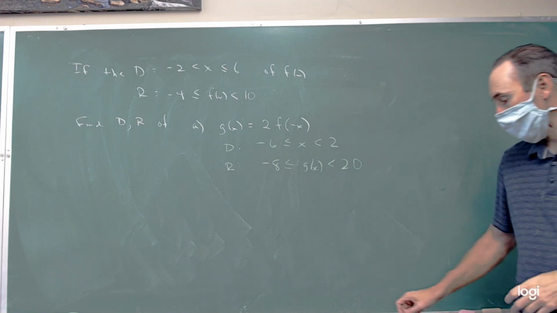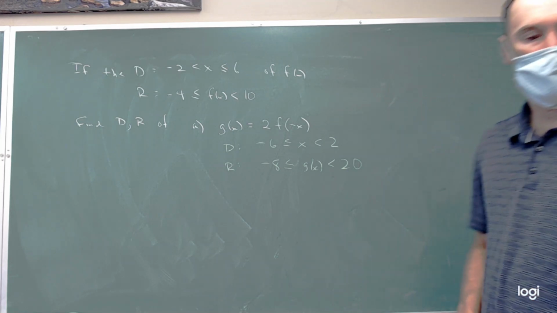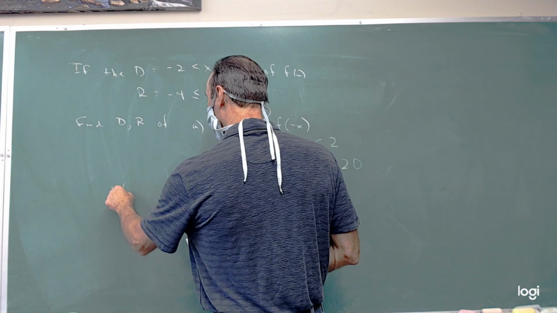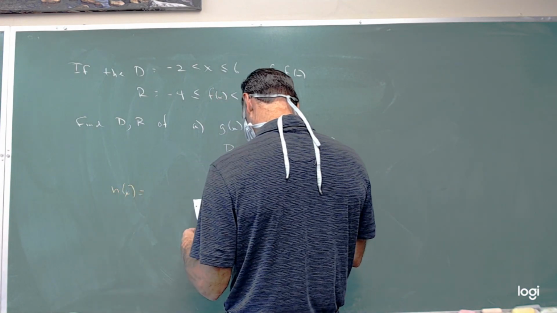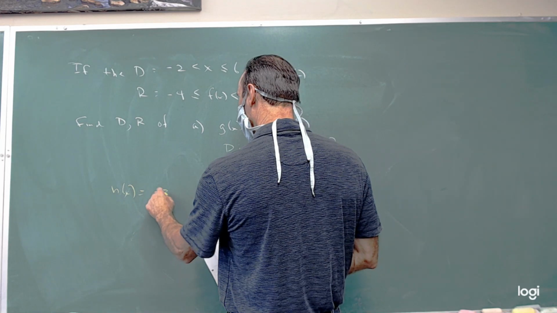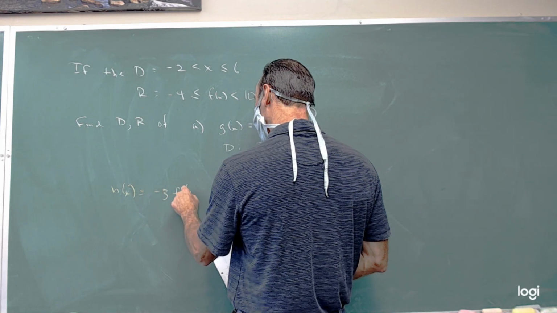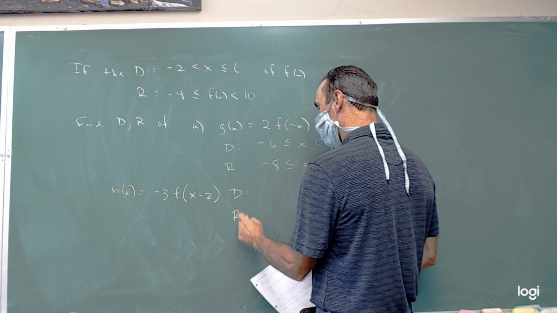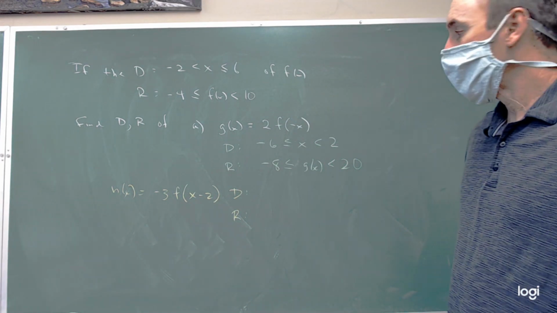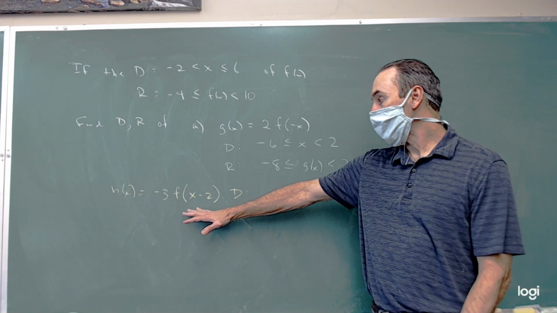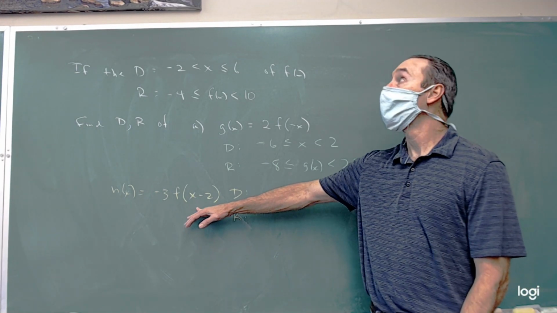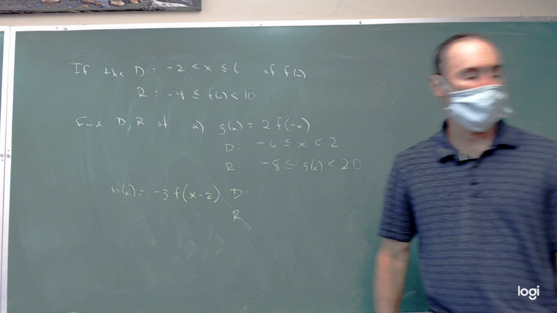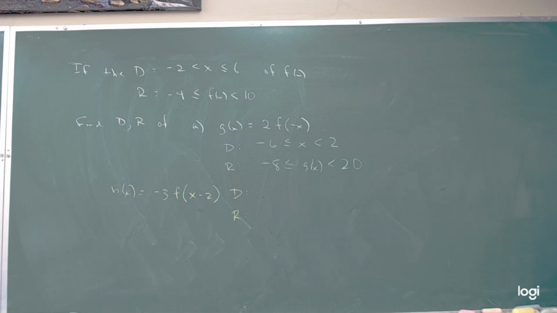Okay? All right. So let's say now that we're going to say h of x is going to be negative 3 times f of x minus 2. So that's the transformed f of x. With this as our function, what's the new domain and range going to be? Can you come up with that? I'm going to pause the video while we work on it.